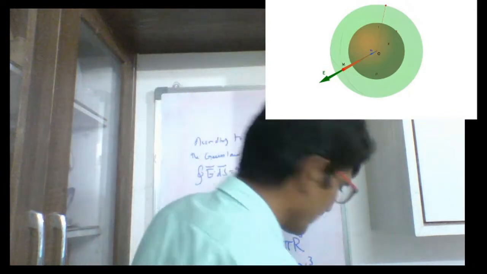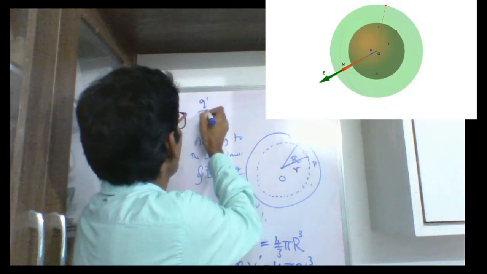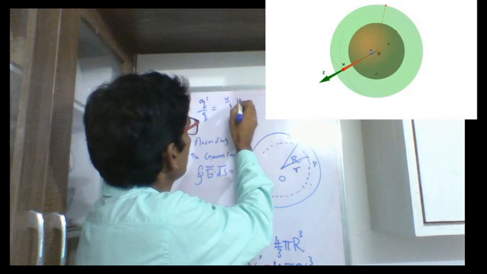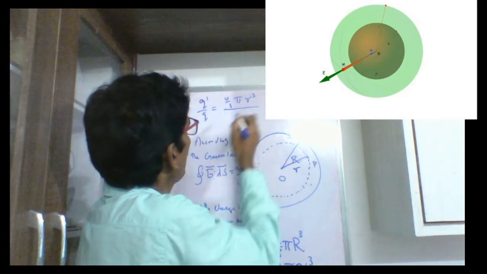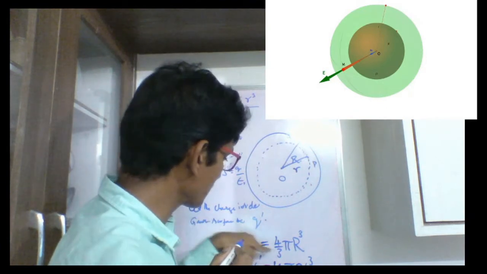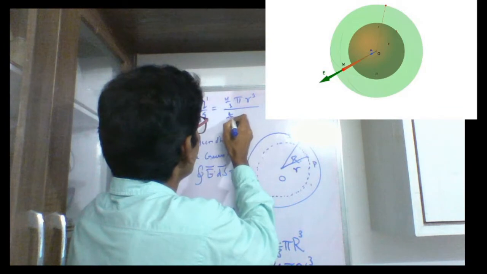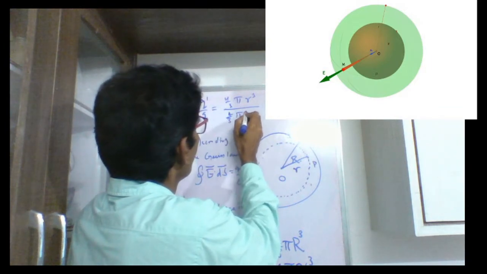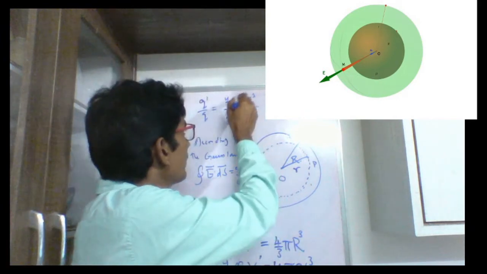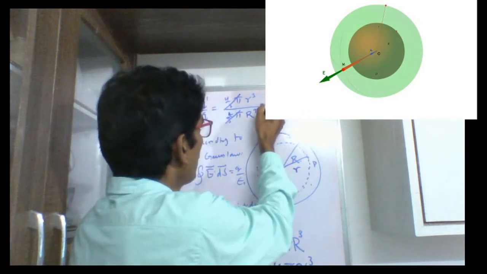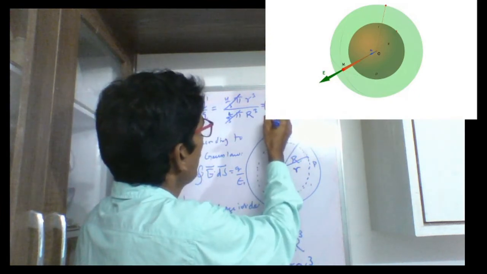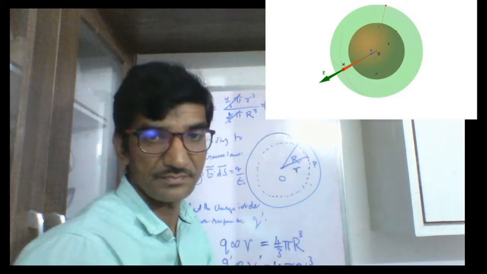We just divide these two formulas. q prime by q is equal to 4 by 3 pi small r cube by q's formula, which is 4 by 3 pi capital R cube. The 4 by 3 pi cancels. Now we are only left with small r by capital R, whole cube.